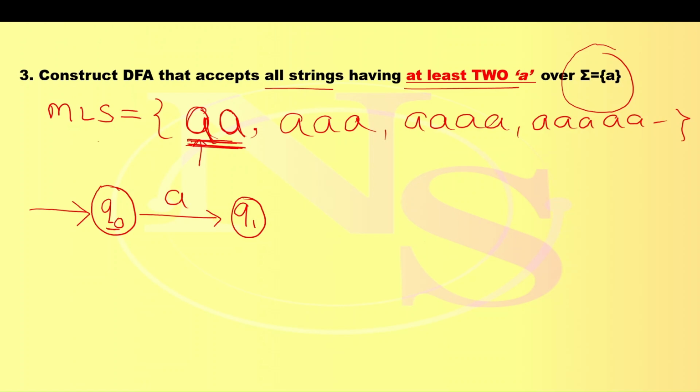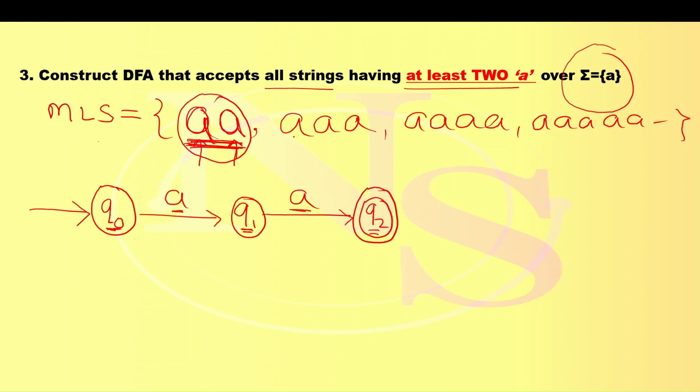Only a single A should not get accepted. That's why I am not marking this as the final state. This is the intermediate, non-final state. But Q1 will read the second A, and this is a valid string. So the second A should get accepted. So for first A, second A, this transition should go into the final state, because double A is a valid string. If automata starts with the state Q0, Q0 reads the first A, entering into Q1, Q1 reads the second A, going to Q2. So double A is accepted.